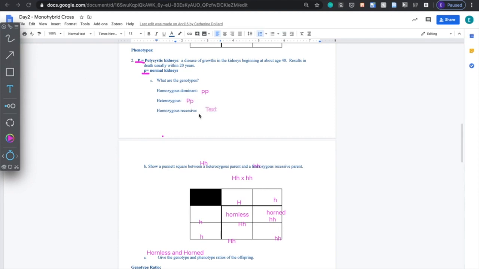Oh, I did that again, didn't I? Okay, I have to rewrite this because I don't know how to do technology, clearly.